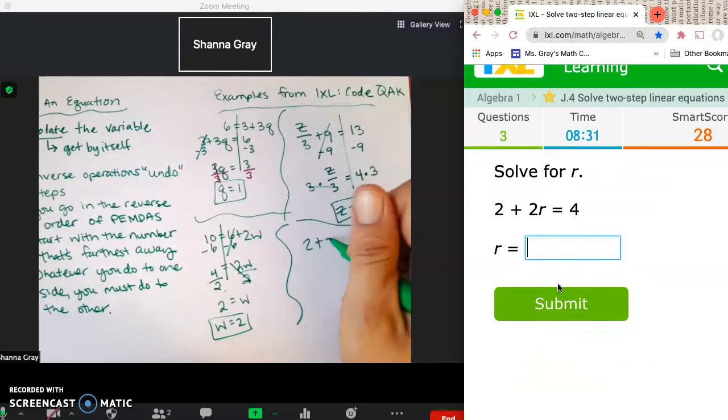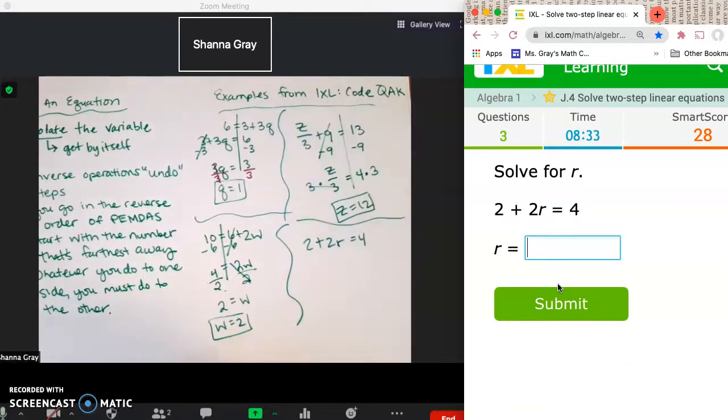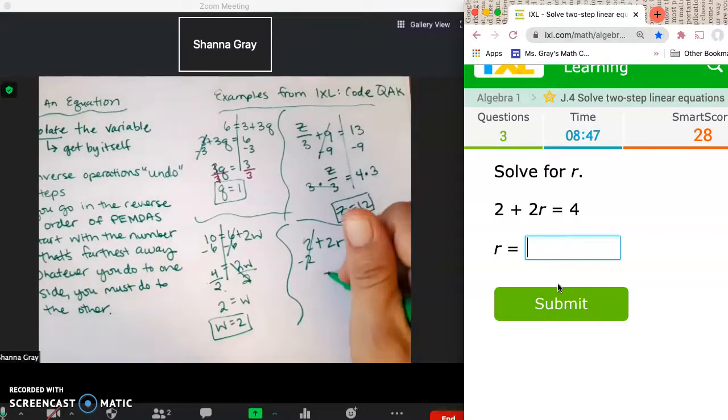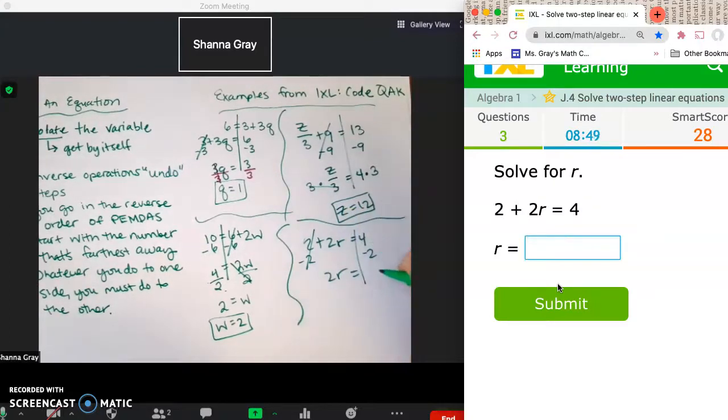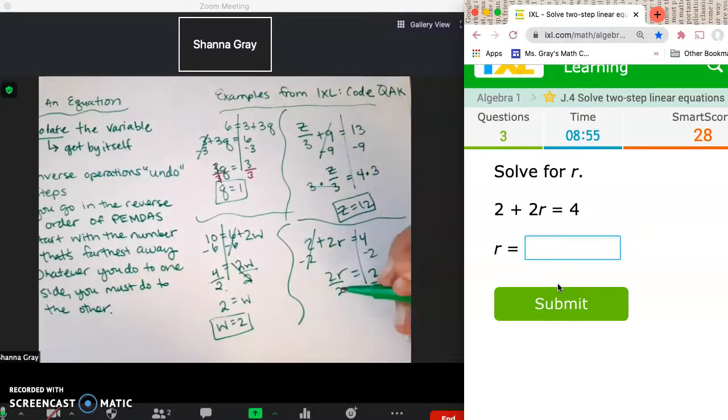2 plus 2r equals 4. So I'm going to set up my two sides. Looking at my r, I'm starting with a number that's farthest away. So this is a positive 2, so I'm going to subtract 2 from both sides. 2 minus 2 is 0, leaves me with 2r equals 4 minus 2 is 2. And then 2 times r means I'm really dividing by 2, right? 2 divided by 2 is what cancels out here and leaves me with r equals 2 divided by 2 is 1.